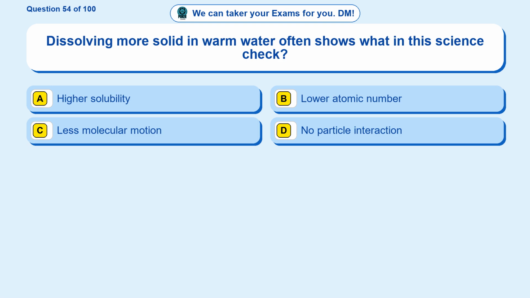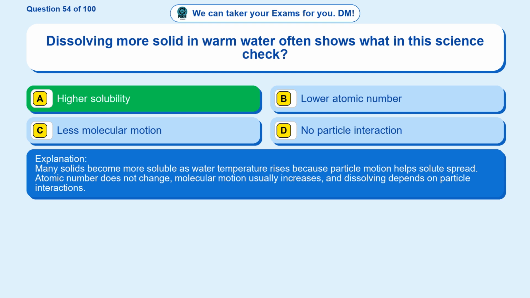Question 54. Dissolving more solid in warm water often shows what in this science check? Option A, higher solubility. Option B, lower atomic number. Option C, less molecular motion. Option D, no particle interaction. The correct answer is option A. Higher solubility. Many solids become more soluble as water temperature rises because particle motion helps solute spread. Atomic number does not change, molecular motion usually increases, and dissolving depends on particle interactions.